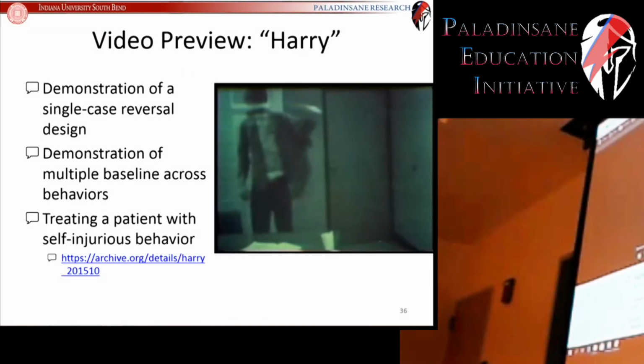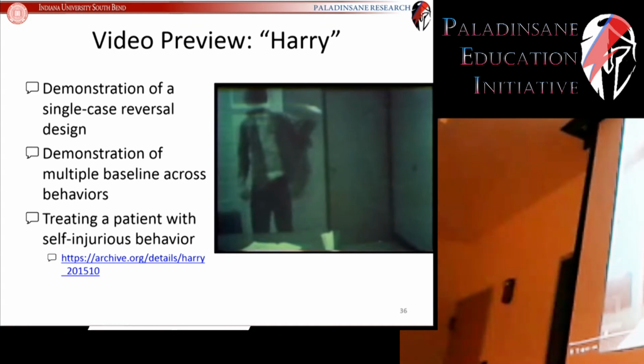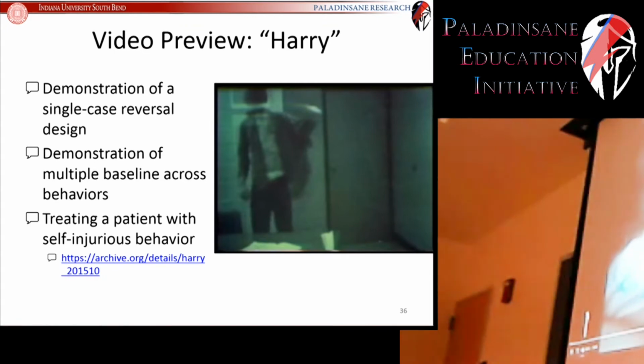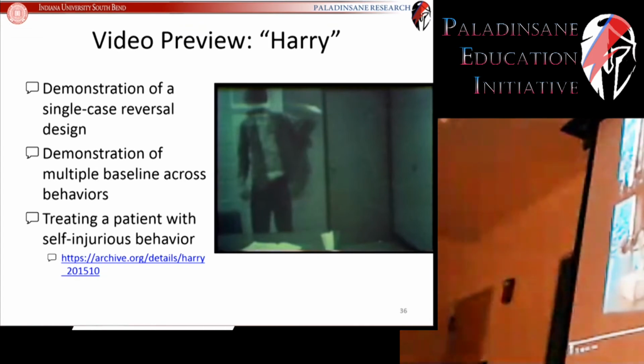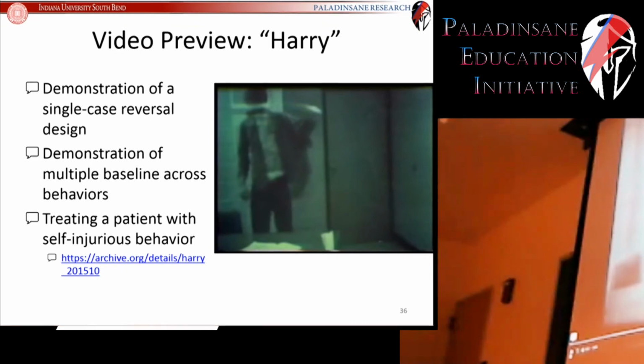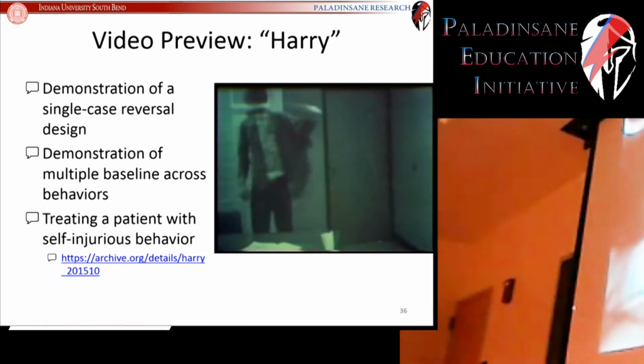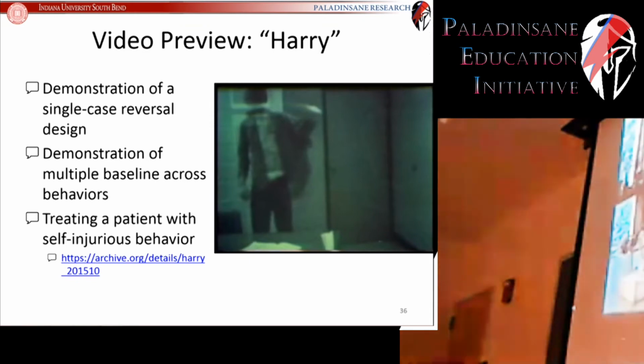Oh, yeah, it works better when it's not muted. All right, so just in case you were distracted by my look at volumes, that's him biting himself. That is him slamming his fist into his head and into his leg. And that's Harry smashing his face into his knees.